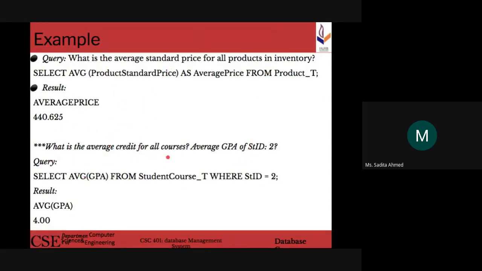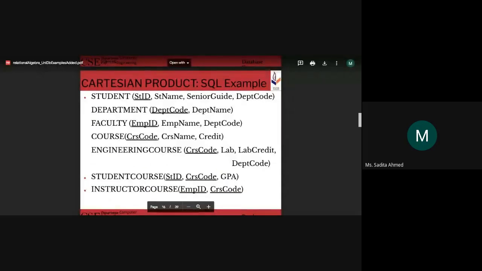The average credit for all courses. If you were to calculate the average credit for all courses, how do we do that? First of all, figure out which table we need to go to. Always think first about which table. We want to find the average credit value for all courses, from the course table. Okay, good. Fine.